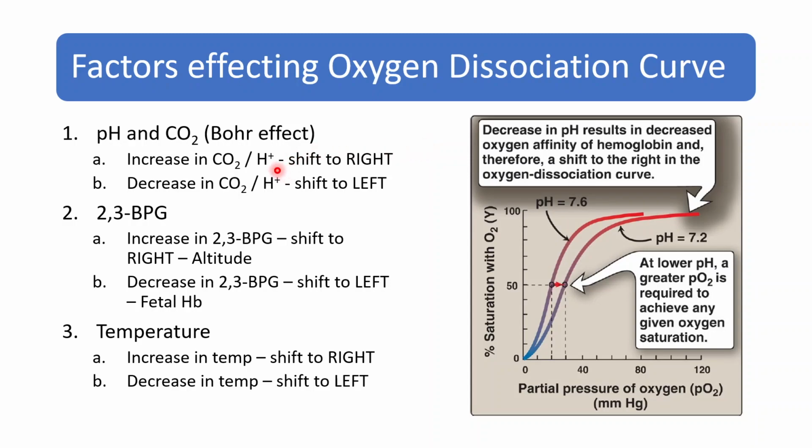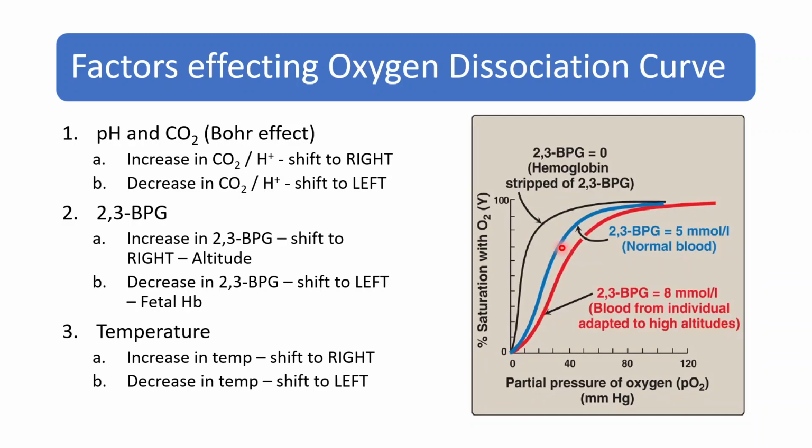So if there is an increase in H+ ions or a decrease in pH, the oxygen dissociation curve shifts towards the right. Similarly, when there is a decrease in carbon dioxide or a decrease in H+ ions, there is a shift of the oxygen dissociation curve towards the left. If you see over here, when the pH is 7.2, the oxygen dissociation curve shifts towards the right, and when it is 7.6, it shifts towards the left.